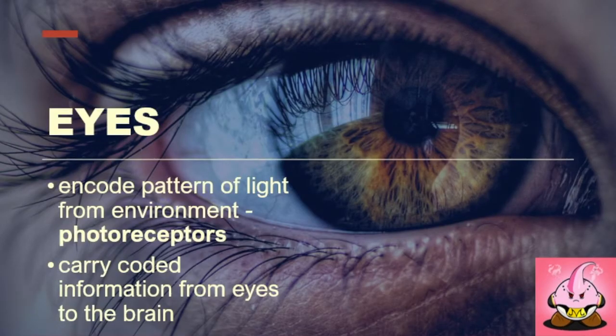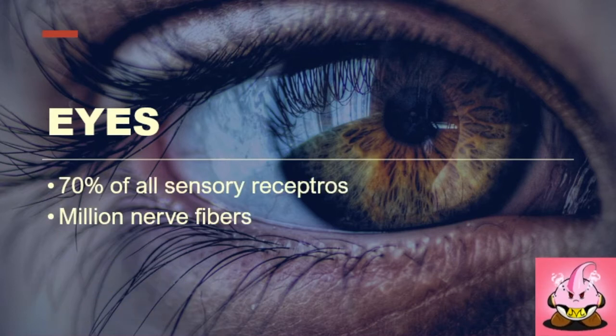Now, eyes. Your eyes encode the pattern of light from the environment, and this is done by your photoreceptors. It is your photoreceptors that aid in carrying the coded information from your eyes to the brain. The signal travels from our eyes through the optic nerve, which is cranial nerve number 2, going towards your brain. Recall that your optic nerve is considered to be purely sensory. Added to that, 70% of all sensory receptors can be found in the eyes.